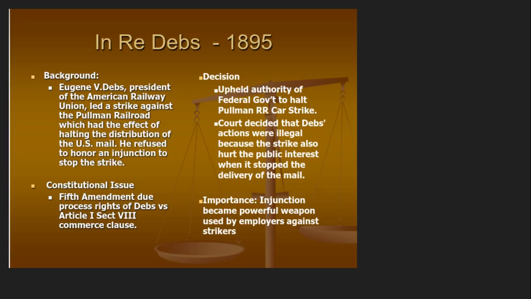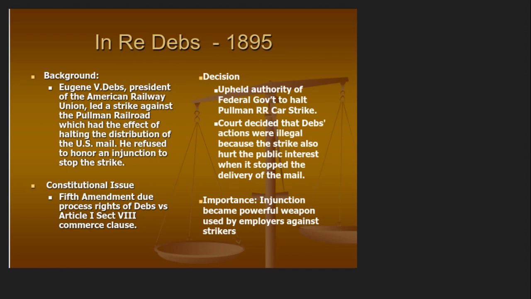The leader of the American Railway Union, who was the head of the Pullman strike, goes on trial, and this decision goes all the way to the federal government, where it is upheld that the federal government can halt a strike, or that the government can force workers back to work if it stops the public interest or it hurts the public interest, in this case, delivering the mail.